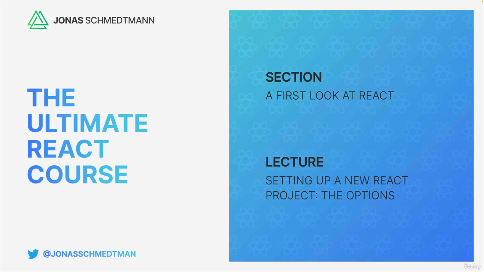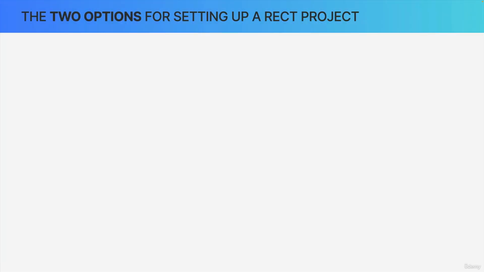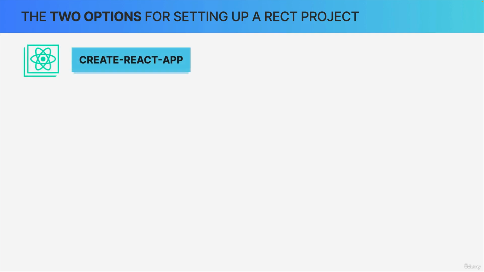So, as we just learned, in the real world, we don't just write React apps in a single JavaScript file without any tooling. So let's now learn about the options that we have to set up a brand new React project. And for now, the two most important options are the Create React App tool or a build tool called Vite.